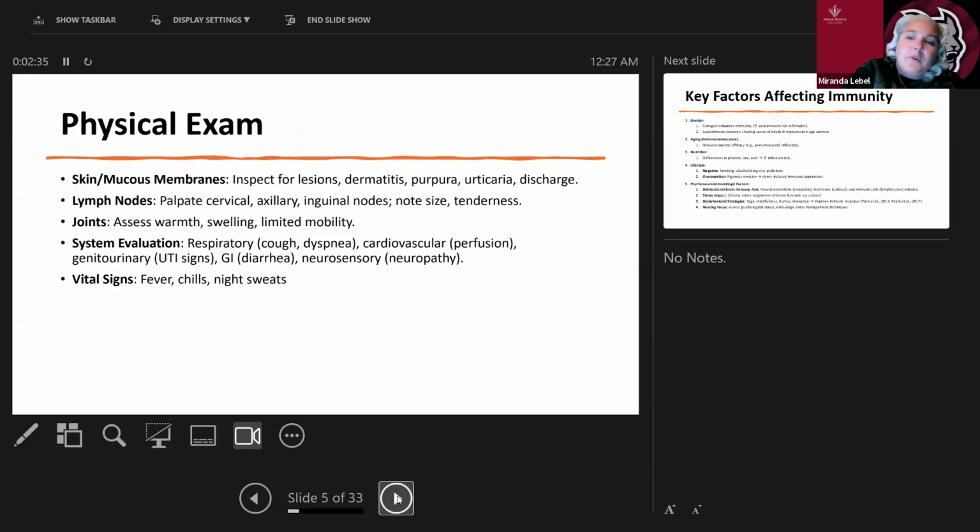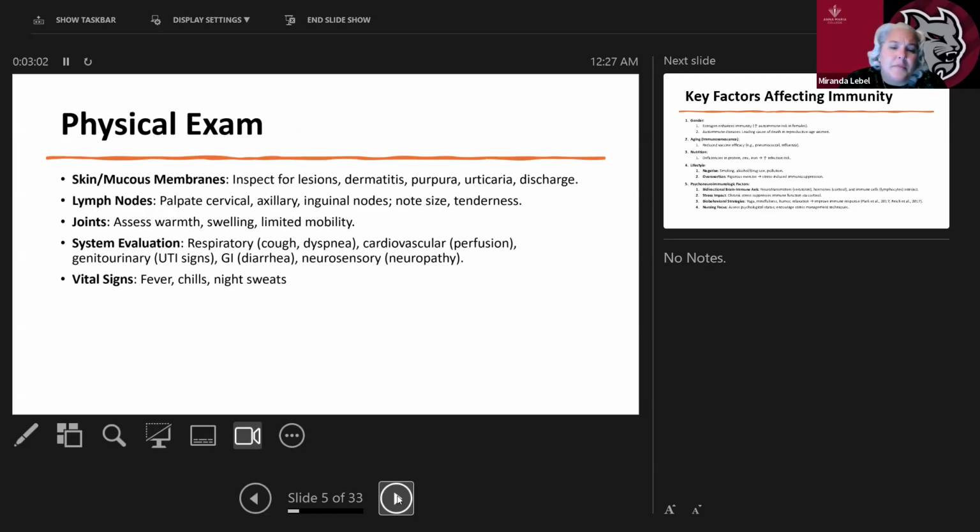So our physical exam for the immune assessment is going to be skin and mucous membranes. We want to look for any lesions, dermatitis, purpura, urticaria, discharge. We want to look at those lymph nodes. We want to palpate cervical, axillary, and inguinal nodes, noting the size and tenderness. Are our joints warped? Is there swelling? Is there limited mobility?